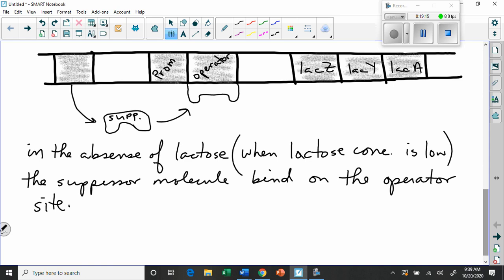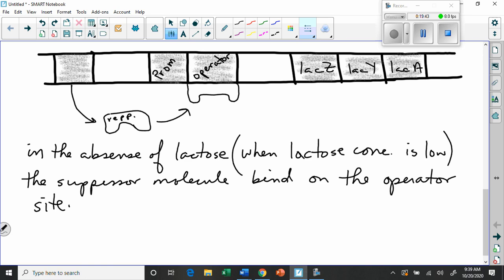Repressor or suppressor? I guess in your book they call it the repressor. Is that what I called it before? Okay. They both kind of mean the same thing, right? It's the same kind of word. But I'll just make you happy and write this as the repressor molecule. Repressor, suppressor, it doesn't matter. So repressor. Okay? All right.